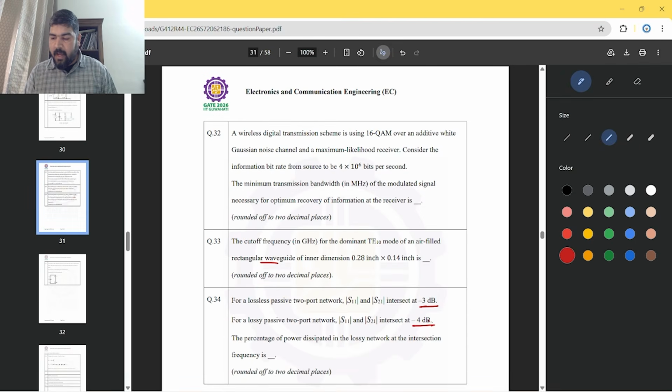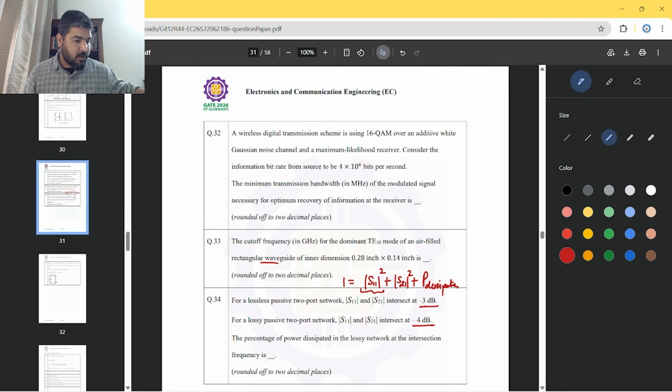Okay, at this value, both S11 and S21 are equal. There is a relation in S parameters: if the incident power in a lossy two-port network is taken as 1 per unit, then 1 has to be equal to |S11|² plus |S21|² in per unit form, plus P dissipated. This is the fraction of the power reflected at port 1, this is the fraction of the power transmitted to port 2, and this is the dissipated power.